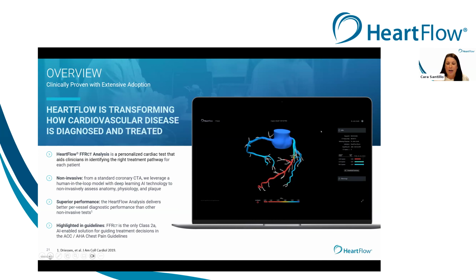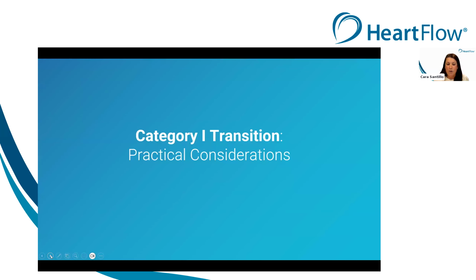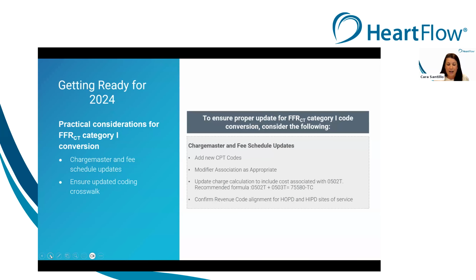So with that understanding of both the AMA guidance as well as HeartFlow's FFR-CT, I want to hand this over to Monica Burnett, and we're going to get a little bit into the weeds about understanding the Category 1 transition. What does that actually mean for both clinical practice as well as all of the administrative things that happen when there's a code transition? What should you and your billing and coding, revenue cycle, prior authorization teams really be thinking through as we walk through this transition? So Monica, can I hand it over to you?